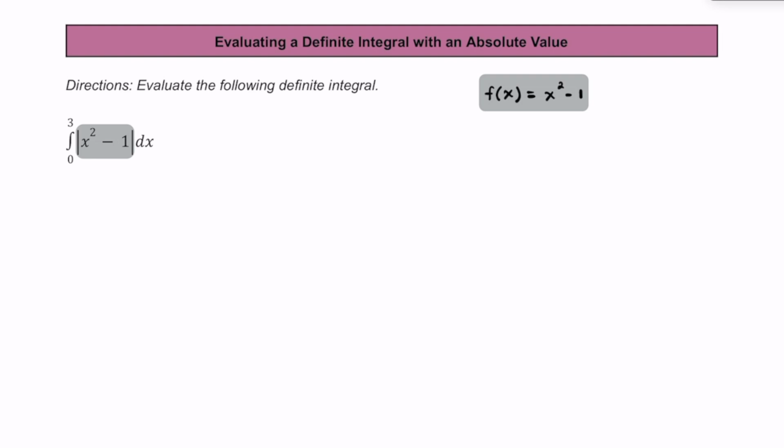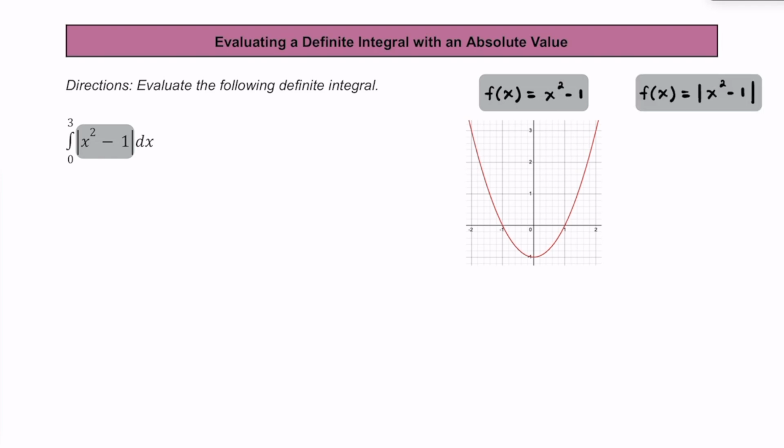Real quick, if we take off those absolute value bars, this is just a regular quadratic function. And the graph would look something like this, where we have a translation of down 1 unit. But since the absolute value bars are there, notice how all the parts of the function that were negative were reflected across the x-axis. This is the function that we are looking at.